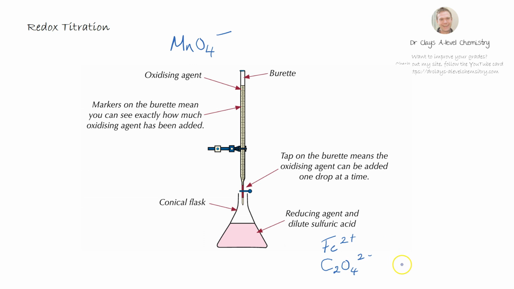And just to show you what ethane dioate looks like, if you can't remember from your organic chemistry, it's 2 carbons based on a dicarboxylic acid here, but they've each lost their hydrogen ion. So there's our ethane dioate.